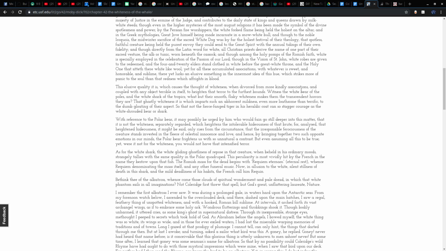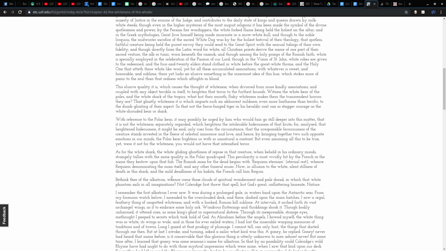Here are examples. "Witness the white bear of the poles," polar bears, "the white shark of the tropics. What but their smooth, flaky whiteness makes them the transcendental horrors they are." And he goes on and on about this. Let's look at the other part.